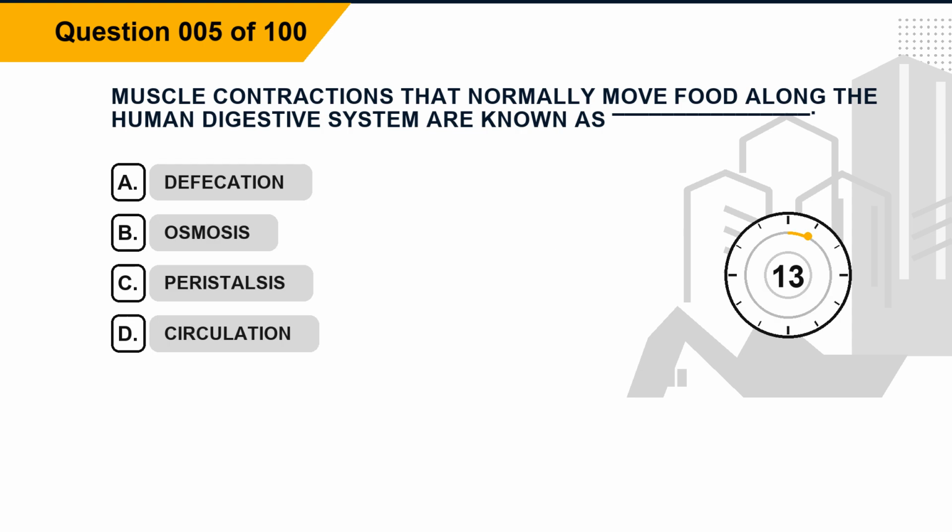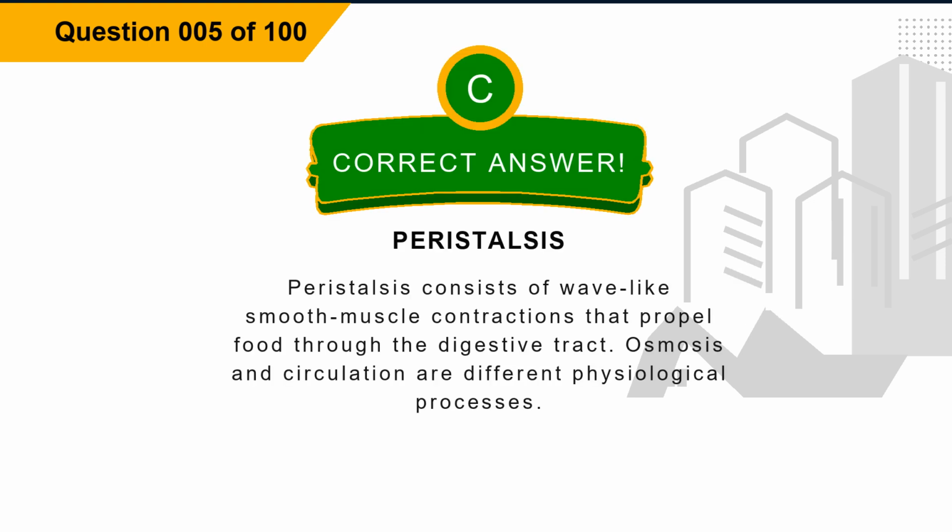Question 5. Muscle contractions that normally move food along the human digestive system are known as blank. Option A, defecation. Option B, osmosis. Option C, peristalsis. Option D, circulation. The correct answer is option C, peristalsis.